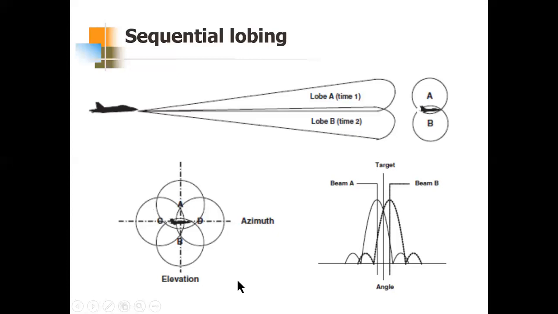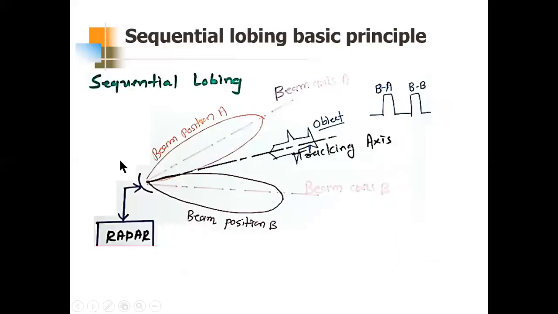Usually, when we use two angle coordinates, the number of horns used is 4. Now, this is another figure which explains the logic of sequential lobing. You can see this is the position of the beam at time 1, and this is the position of the beam at time 2.